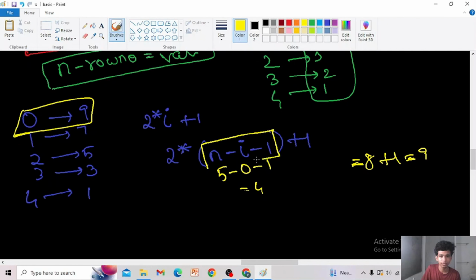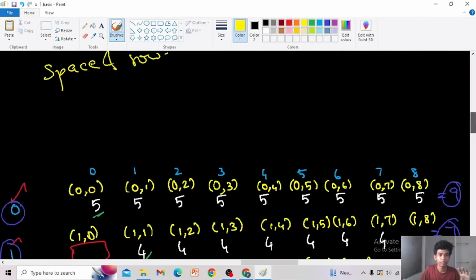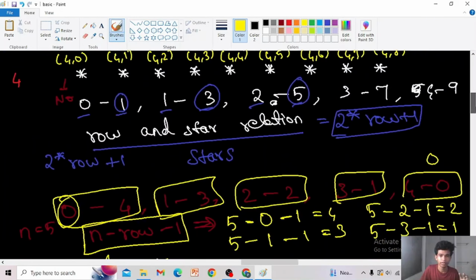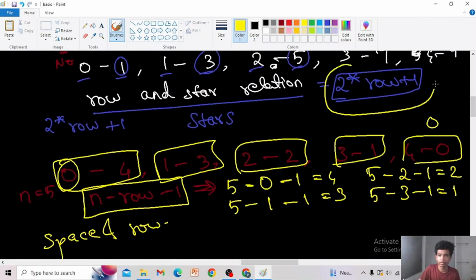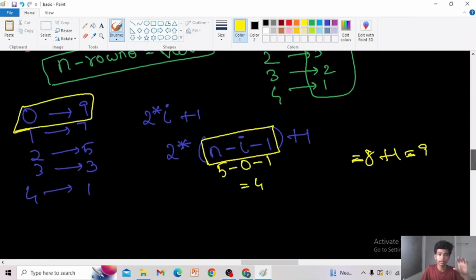So this is the formula to convert the row number to the previous example's formula. See here, this is the previous example's formula, right? This is the previous example formula: 2 into row plus 1. But here the row numbers are in reverse order.